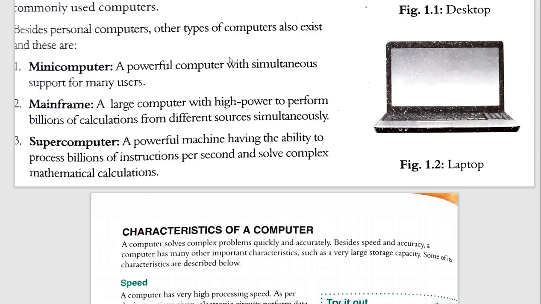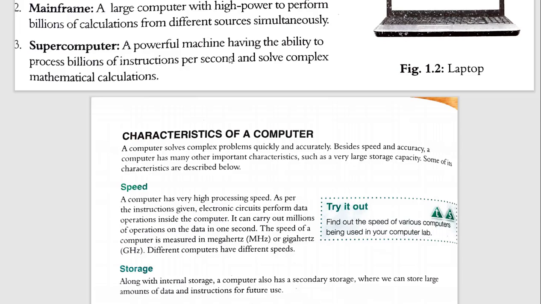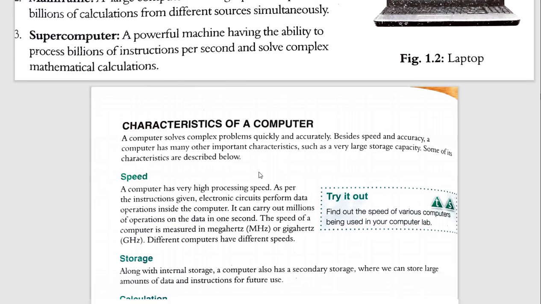Right. Then we have the supercomputers, a powerful machine having the ability to process billions of instructions per second, right? And secondly, solve complex mathematical calculations. You might have heard about weather forecasting and other kinds of military equipment. They make use of this in order to give the detailed description or the data about what kind of weather will be there in the coming 1 month or 1 week or so on.